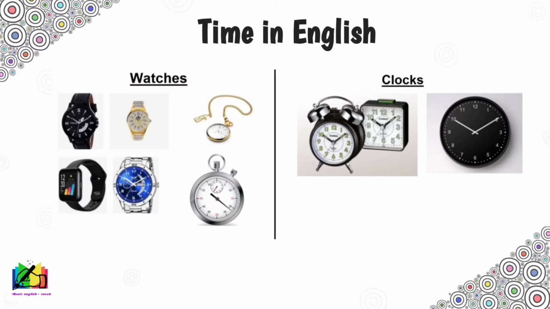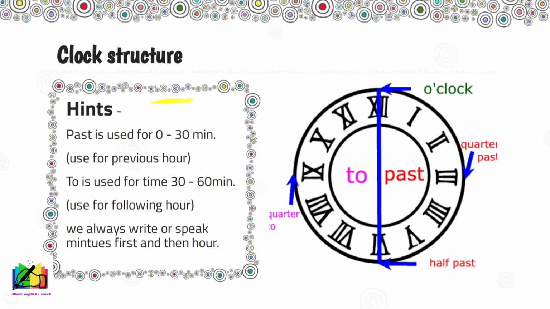Now today we will learn the new topic, which is how to speak or write time in English. As you can see on the screen, watches and clocks are differentiated here, so we can understand the difference between clocks and the difference between watches. Now let's proceed to the clock structure.